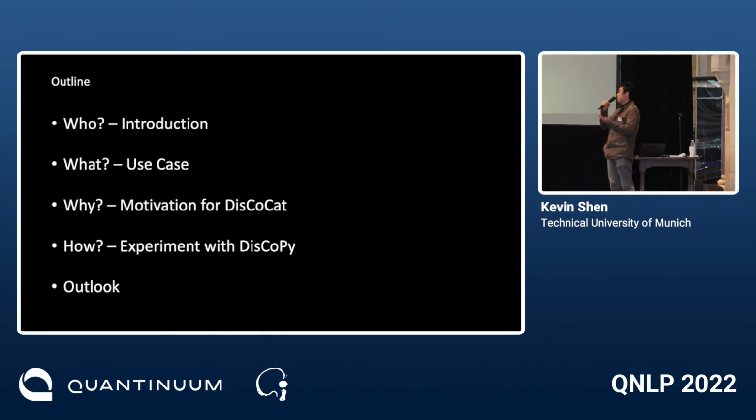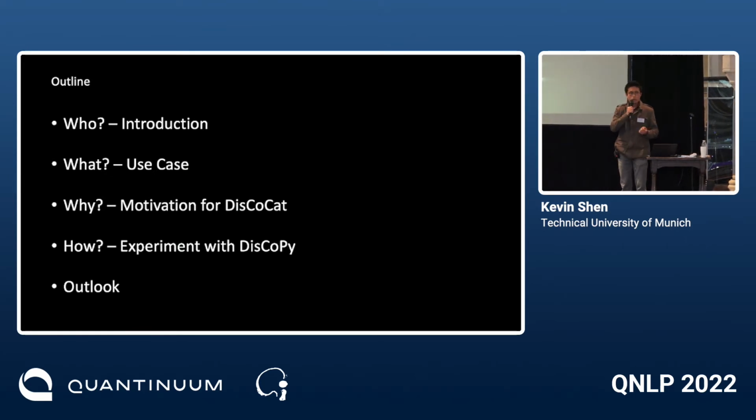The structure of this talk will be as follows. First, I will introduce who I am and who we are on the team working on this project. Next, I will explain in detail the use case we identified for QNLP. After that, I will share our motivation for using DiscoCat to solve this particular use case. Then I will discuss our experiment procedure using the DiscoPy Python package. And in the end, I will give you a short outlook.